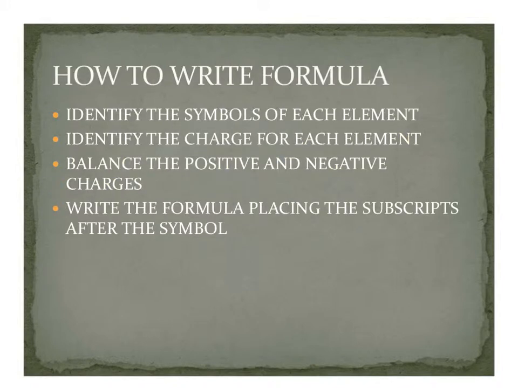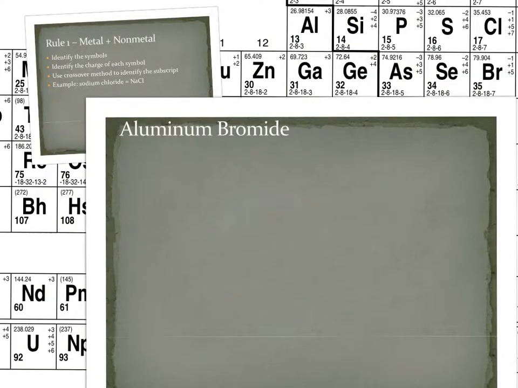Now, to write the formulas, we need to first identify the symbol of each element. Then we need to identify the charge for each element, and then we balance the positive and negative charges so that it zeroes themselves out. And then we write the symbol, placing the subscript after the symbol. In rule number 1, we're dealing with metal and non-metal, and we want to identify the symbols, the charges for each symbol, and then use the crossover method to identify the subscript.